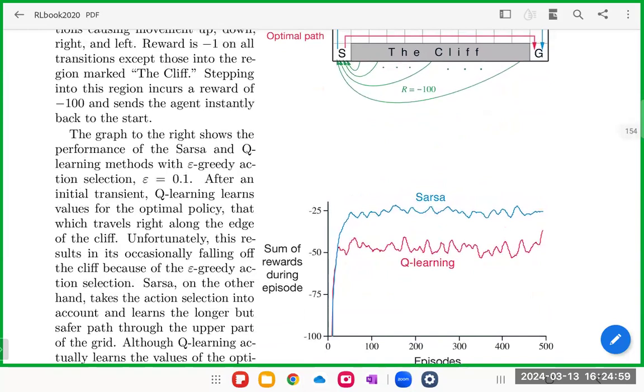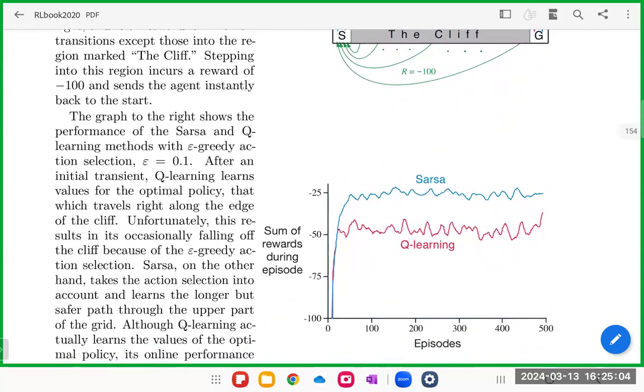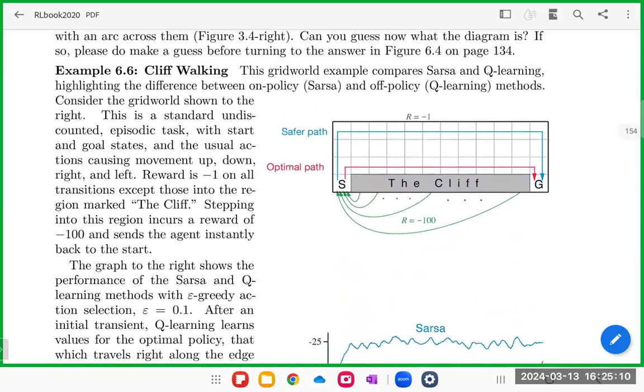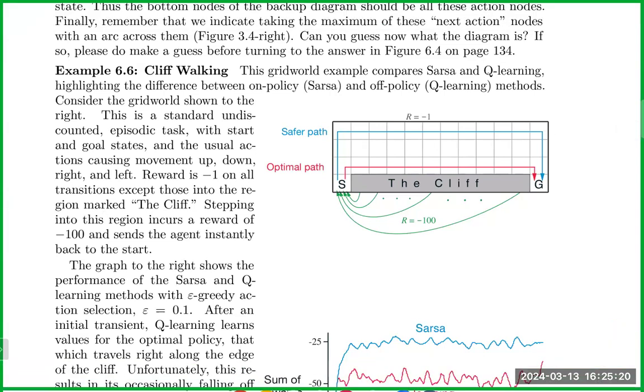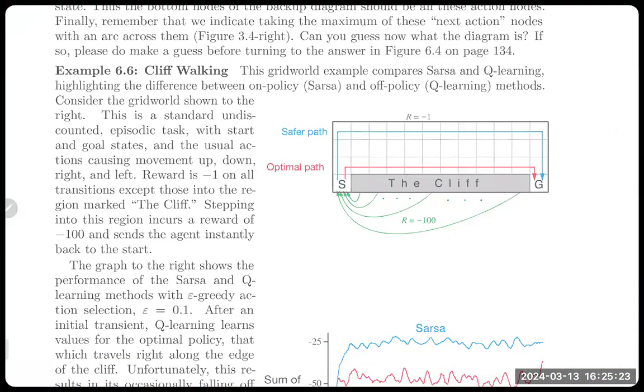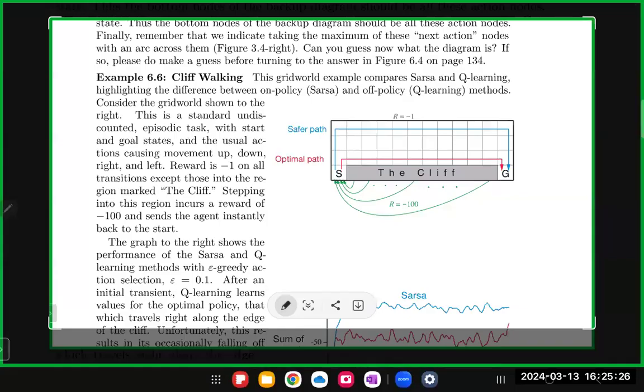So what is this? Sums of rewards during the episode. Okay. So I think this could be the behavioral policy. Okay. So here, if you keep a constant epsilon, what will SARSA converge to? You remember the rules: in Q learning, let's say I always use 0.1 greedy as the behavioral policy. What will Q learning converge to? Is the question clear?